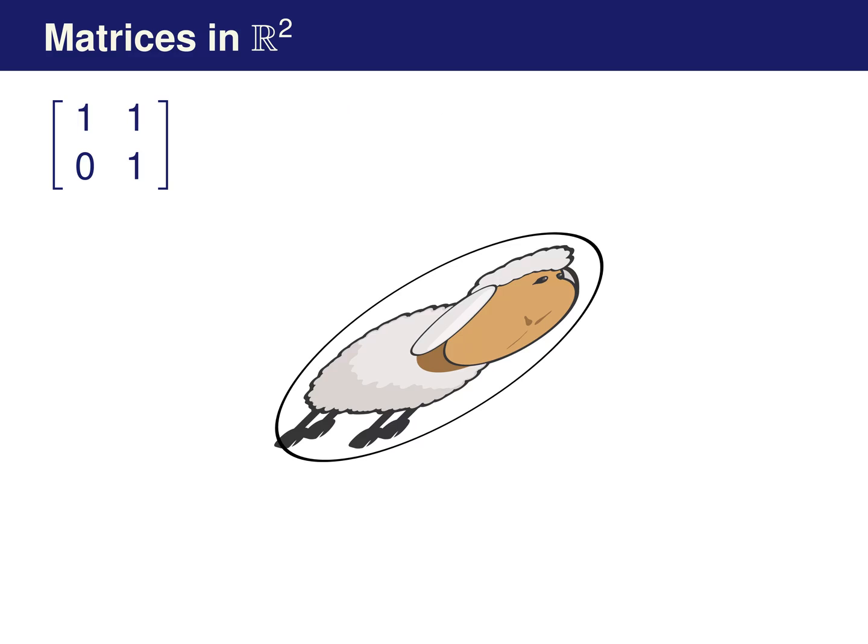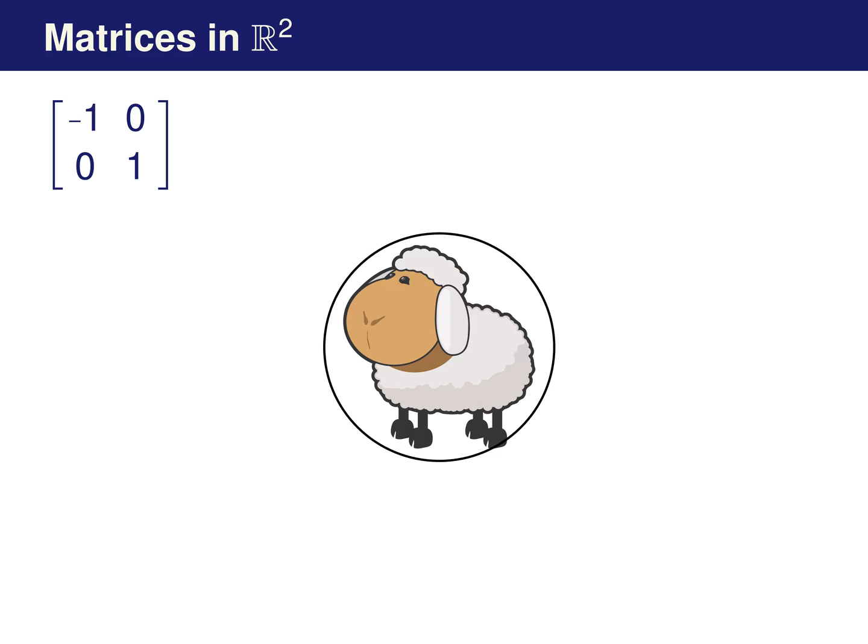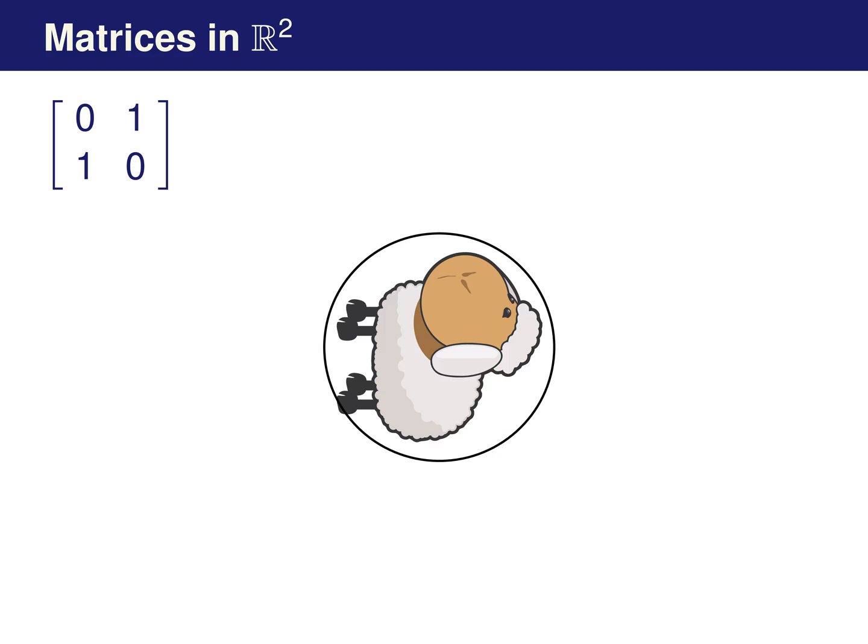Consider the matrix 1101. The unit vector along the x-axis is unchanged but the unit vector along the y-axis is mapped to 1 1 at a 45-degree angle. This results in shear. The -1001 matrix multiplies the first basis vector by -1, which results in a reflection about the y-axis. The permutation matrix switches the roles of the two basis vectors. This results in a reflection about the line y equals x.